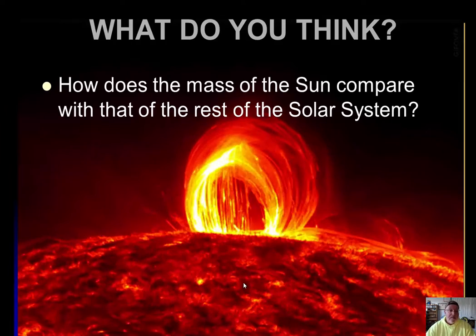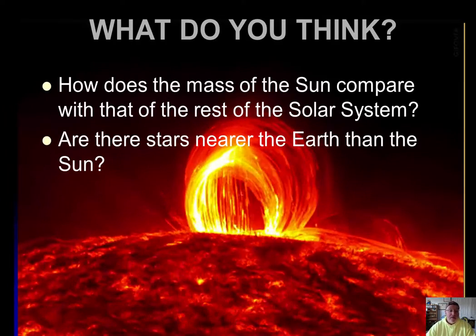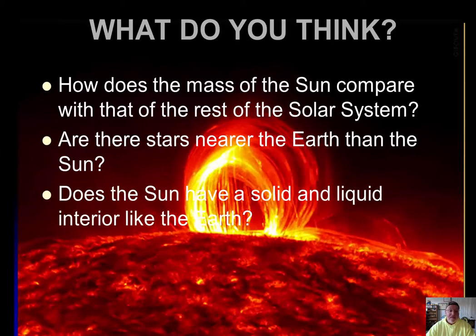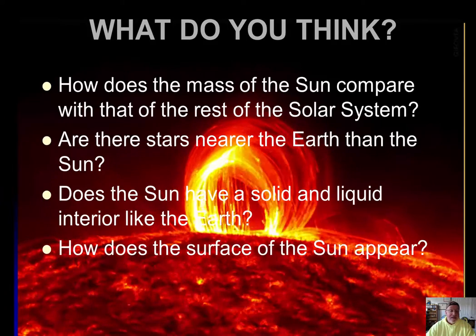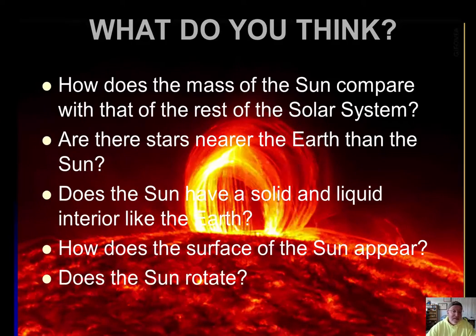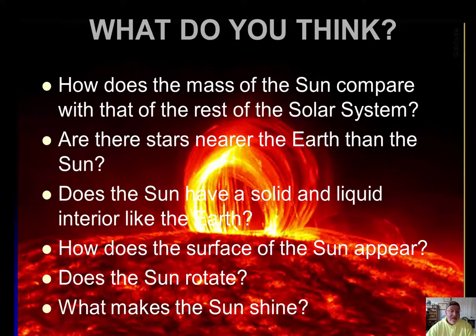How does the mass of the Sun compare to that of the rest of the solar system? Are there any stars nearer to the Earth than the Sun? Does the Sun have a solid and liquid interior like we do here on Earth? How does the surface of the Sun appear to us? And does the Sun rotate? And lastly, what makes the Sun shine?